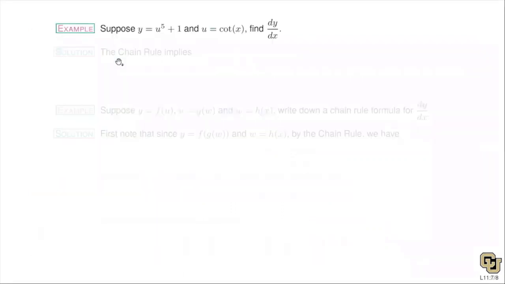So here's an artificial problem. We're given y here is this function of u. y is equal to u to the 5th plus 1, and u is the cotangent of x. We're asked to find dy dx. Look, y is not a function of x. y is a function of u, but u is a function of x. So this is a reasonable question.